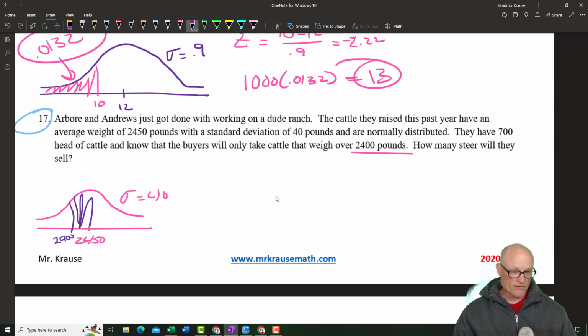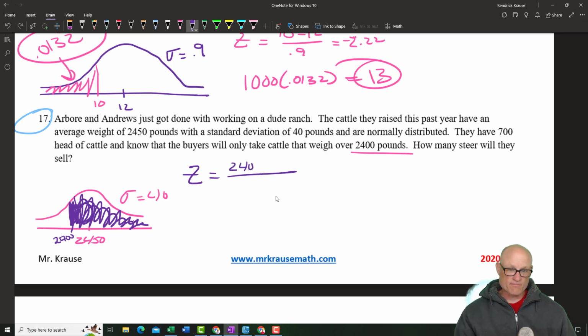So we want this. There's the part that's over 2,400 pounds. But 2,400 is on the left. It's all right, we're still going to run the z-score. We're going to get a negative z-score.